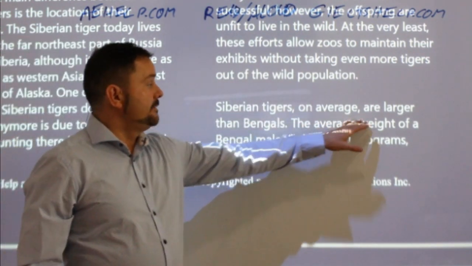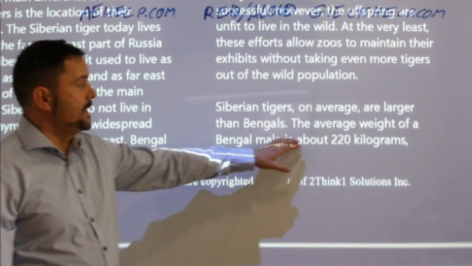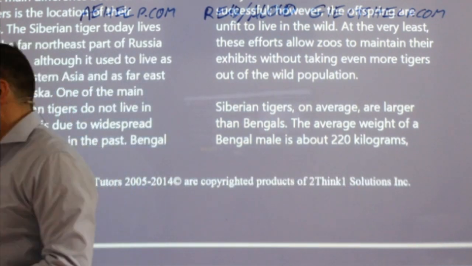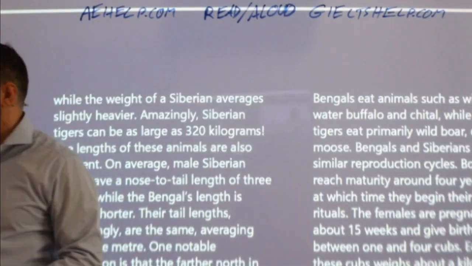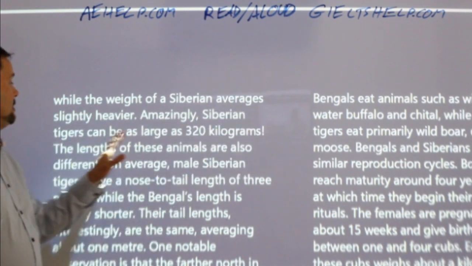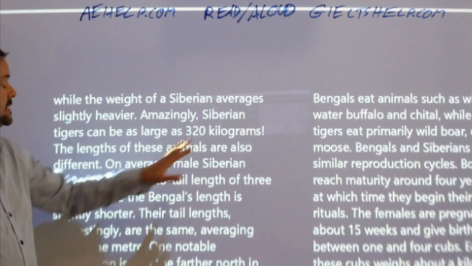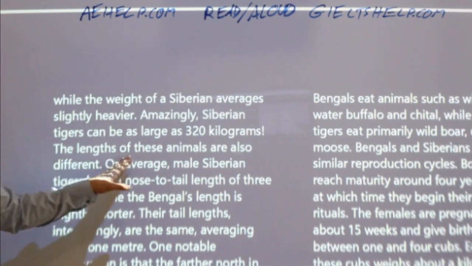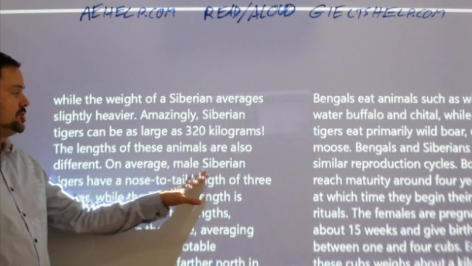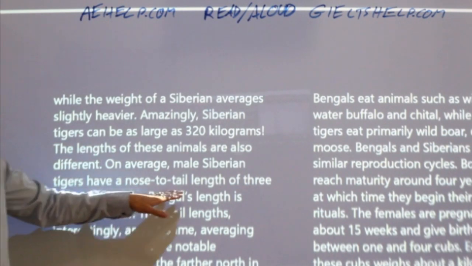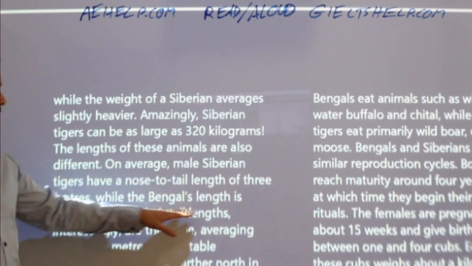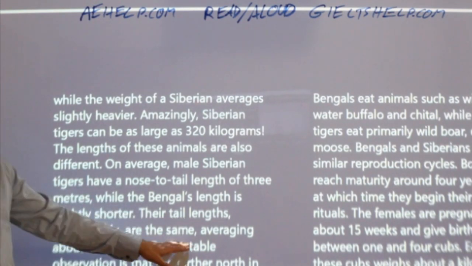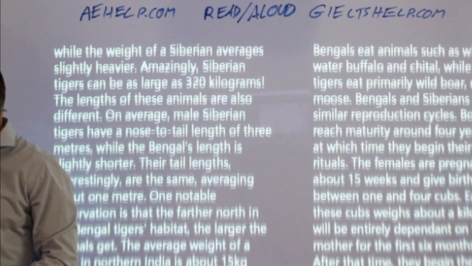Siberian tigers, on average, are larger than Bengals. The average weight of a Bengal male is about 220 kilograms, while the weight of a Siberian averages slightly heavier. Amazingly, Siberian tigers can be as large as 320 kilograms. The lengths of these animals are also different. On average, male Siberian tigers have a nose to tail length of 3 meters, while the Bengal's length is slightly shorter. Their tail lengths, interestingly, are the same, averaging 1 meter.